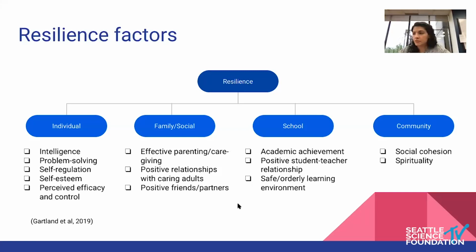So in one review from 2019, looking at factors associated with resilient outcomes in children exposed to adversity, researchers found several factors associated with resilient outcomes. Just to give a few examples, on an individual level, things like problem solving and self-esteem; on a family social level, having positive relationships either with adults, friends, or partners. In a school setting, having positive student-teacher relationships, and on a community level, having a strong sense of social cohesion, have all been associated with resilient outcomes.